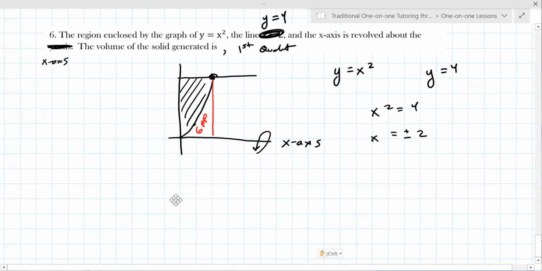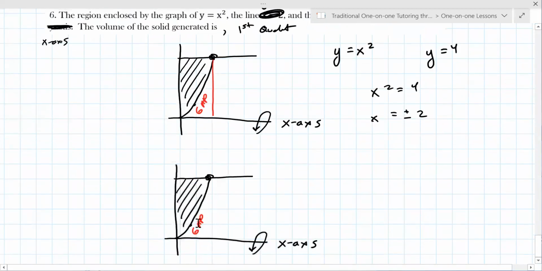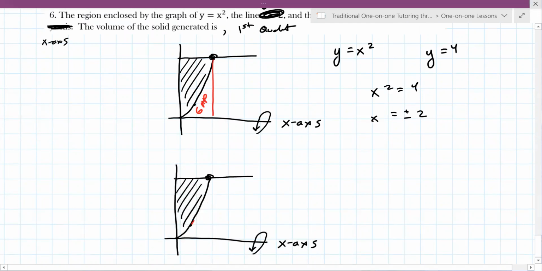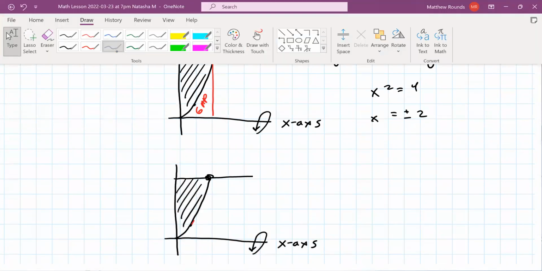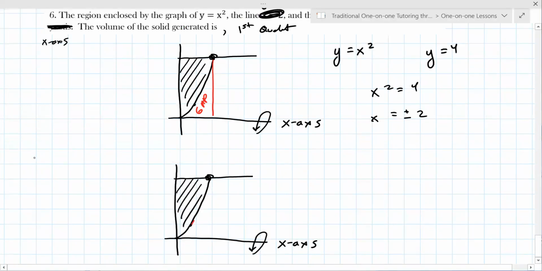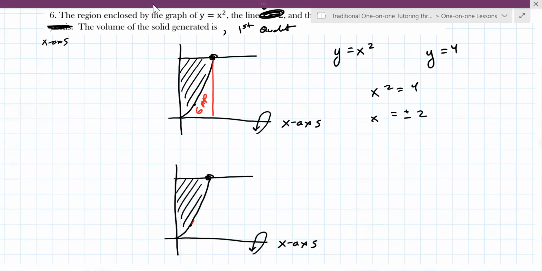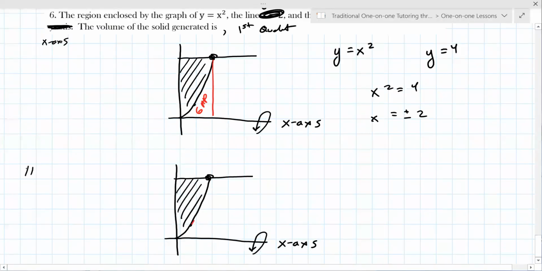Okay, so I'm going to just recopy this down here and remove these terms. The washer problem has a slightly different formula. The area is pi integral from a to b again, big R squared minus little r squared dx. And the big R and the little r are what you have to figure out.